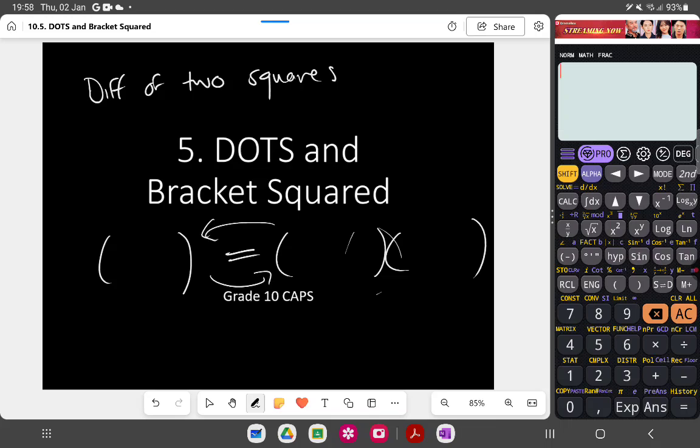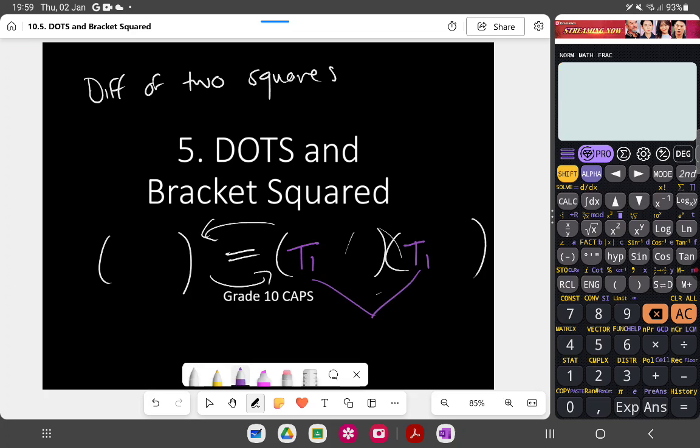So first I'd like you to be able to identify what dots is. Difference of two squares is if you have two brackets. In the brackets you have two terms each, right? So over here you're going to have term 1 and term 1, and these two are exactly the same. Then you are going to have term 2 and term 2, and those two are exactly the same. But the difference between them is that one bracket is positive and the other one is negative.